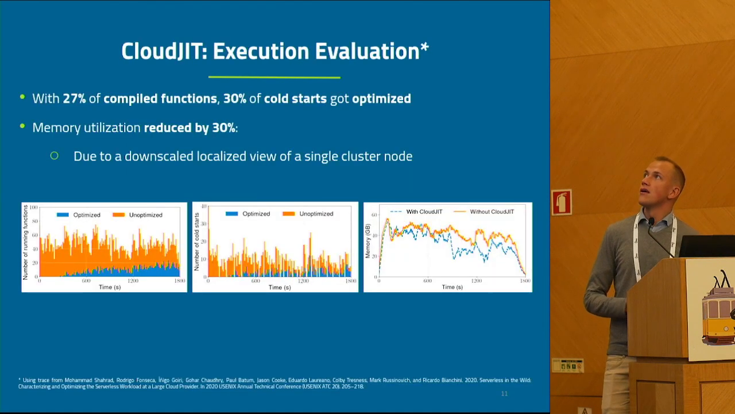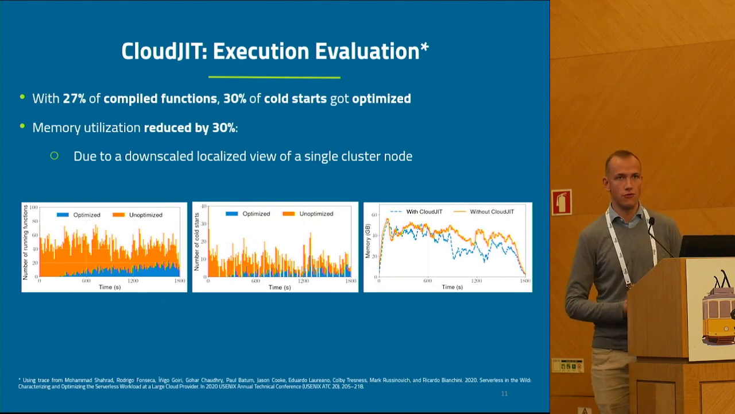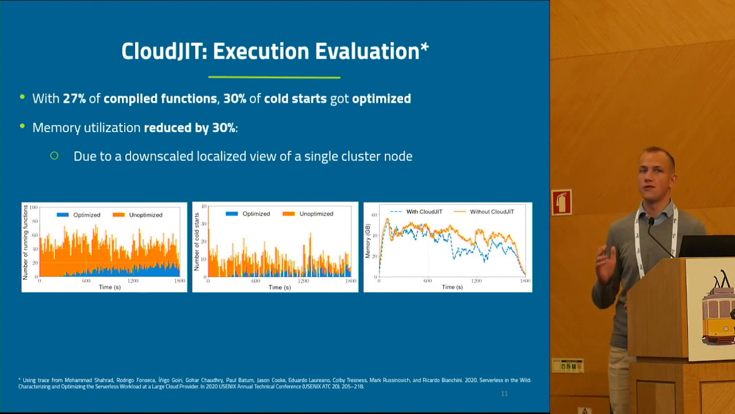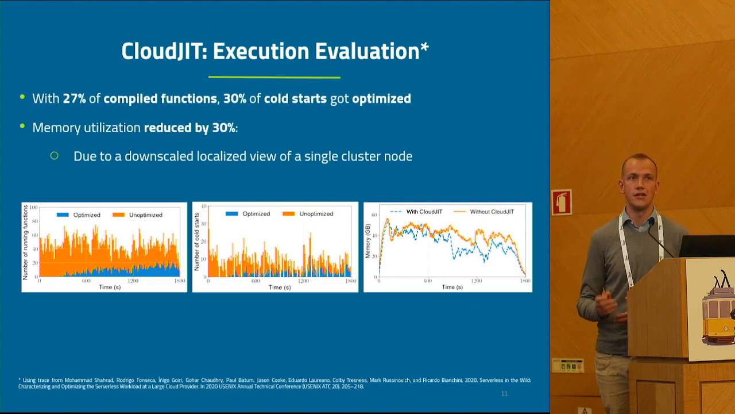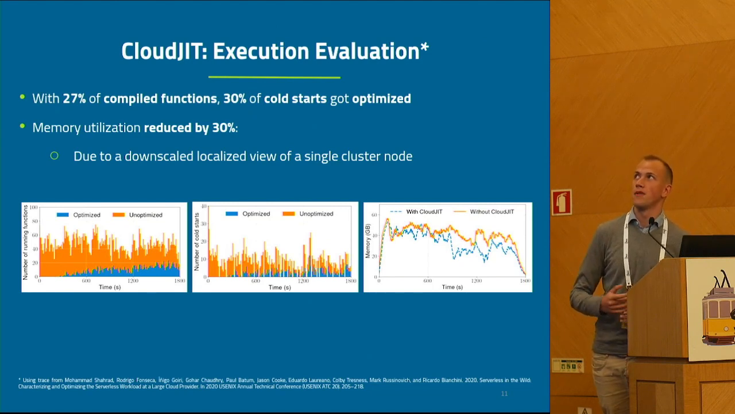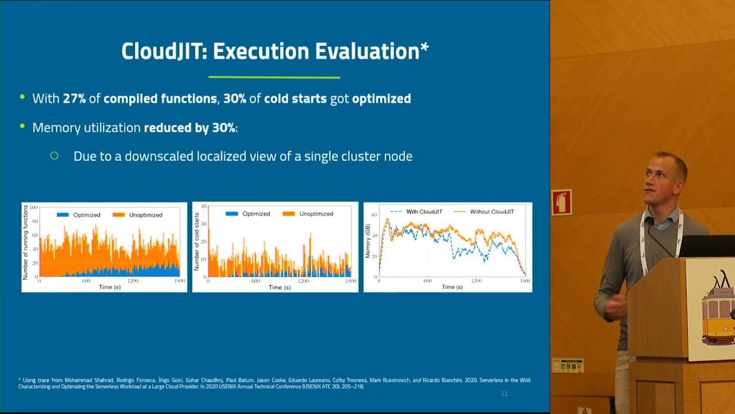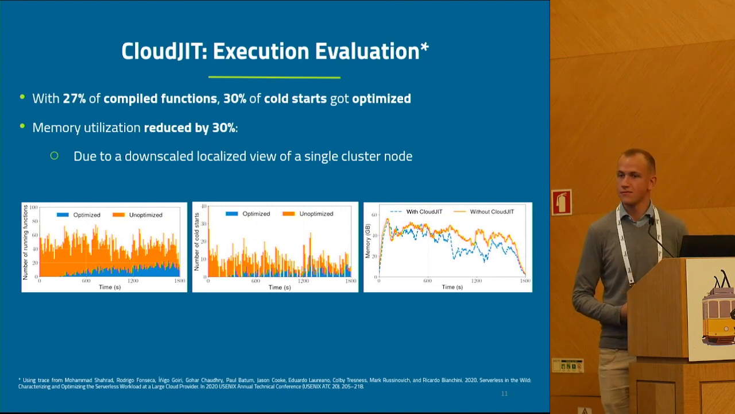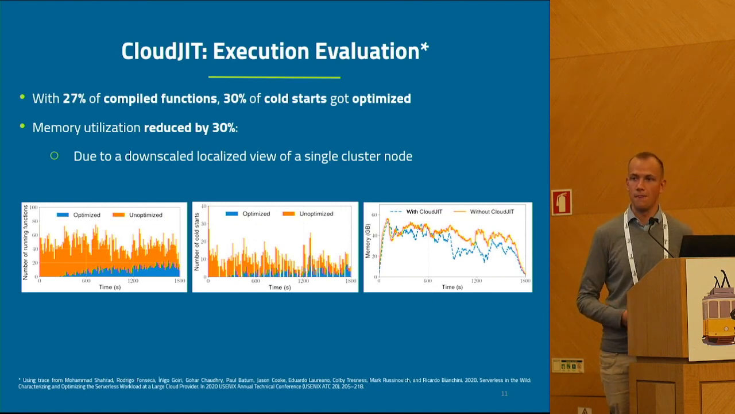So we ran an execution evaluation on the same trace as we saw before. But we downscaled this trace to accommodate its load in a single cluster node. And the results show that we compiled 27% of the functions. And it resulted in 30% on average of call starts optimized. And also memory utilization got reduced by 30% due to ahead-of-time compilation.